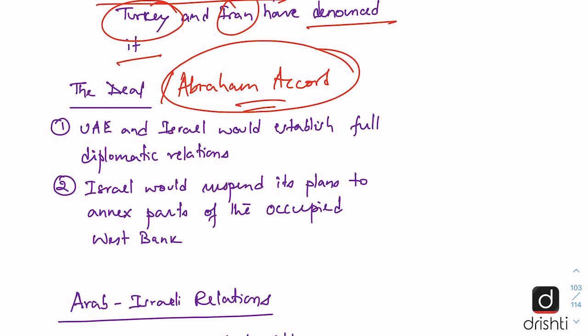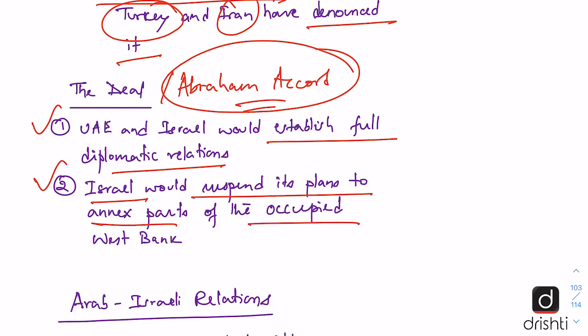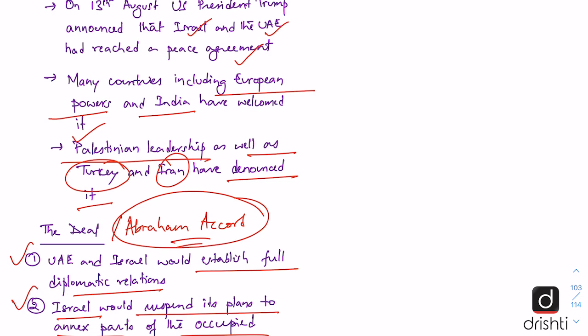Under this Abraham Accord, first of all, UAE and Israel would establish full diplomatic relations. So UAE has granted recognition to Israel. Secondly, Israel on its part would suspend its plans to annex parts of the occupied West Bank. So after this brief background, let us look at the key points of the editorial.